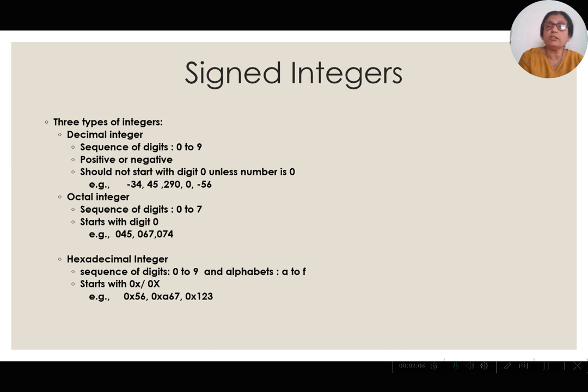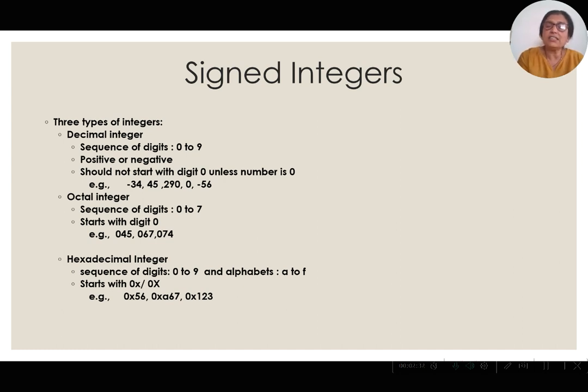Now come to octal integer. For octal integer, the base is 8 and it allows the digits 0 to 7. It starts with the digit 0. It is a positive integer. So just see 045, 067, 074. Any number you can give that starts with 0, but the digits we have to use are only 0 to 7.